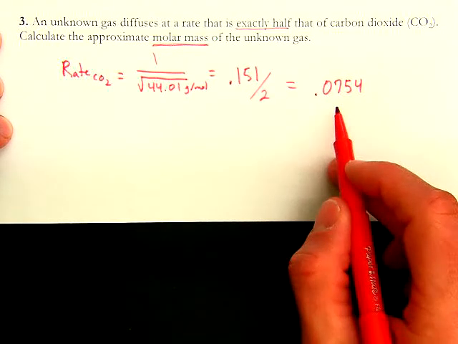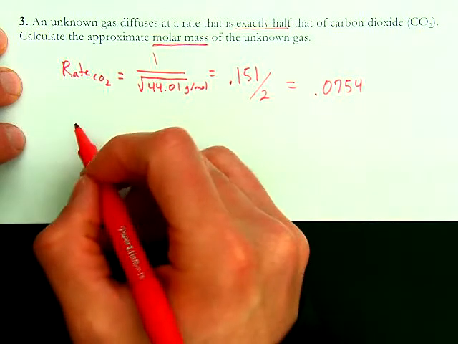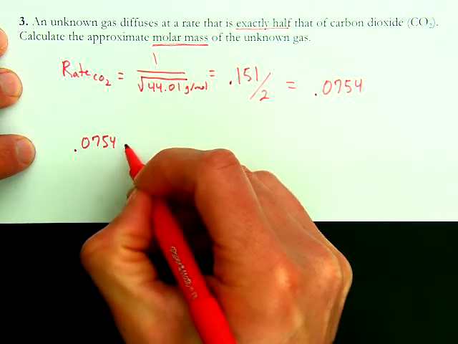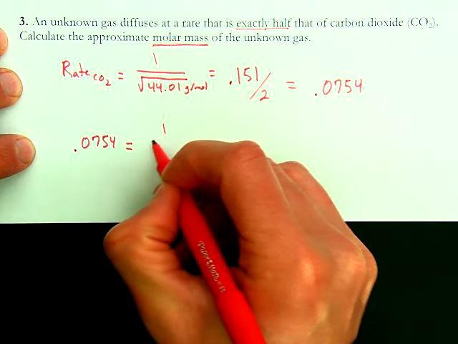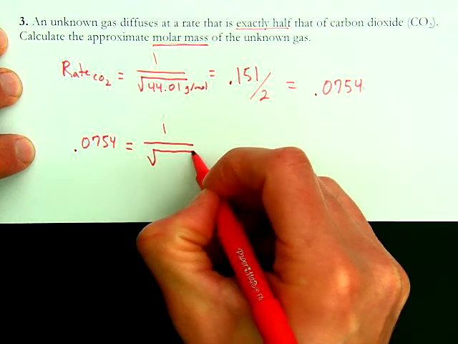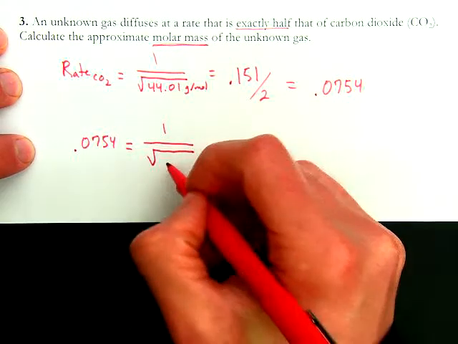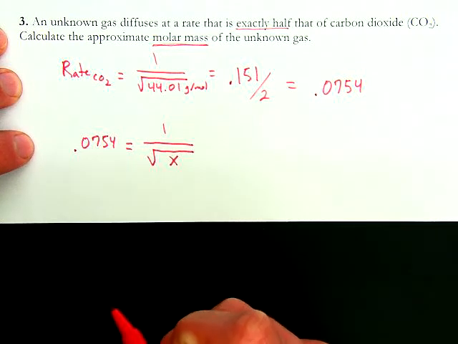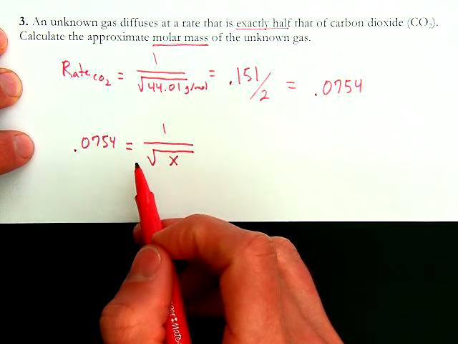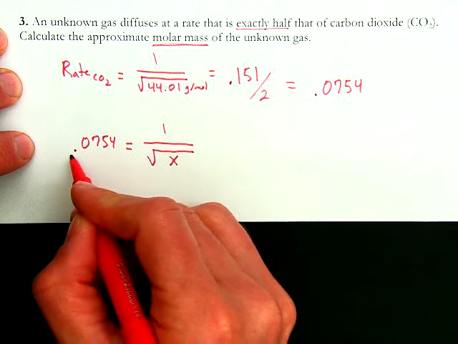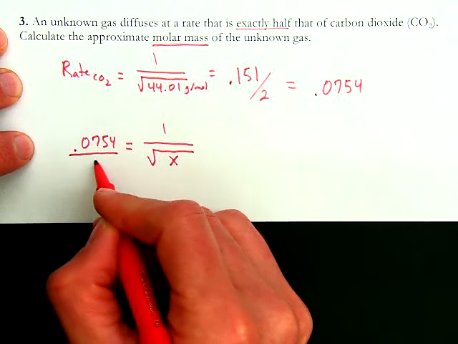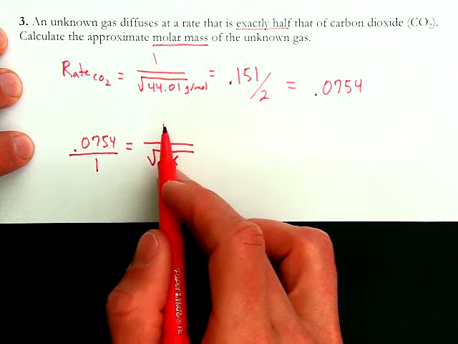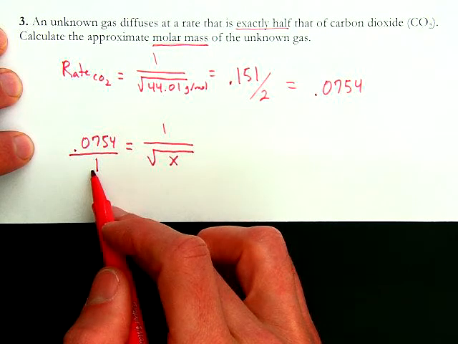Now, we're going to take this rate and plug it into an equation just like this because we know the rate. So it's 0.0754, and rate equals 1 over the square root of the molar mass. We're solving for molar mass, so that's our x. That's what we're solving for. So this is what we have to figure out. Okay, and you can set this up as an equivalent statement here, an equality where this over 1 equals 1 over this. So if you're solving for x, you would cross multiply and then divide.